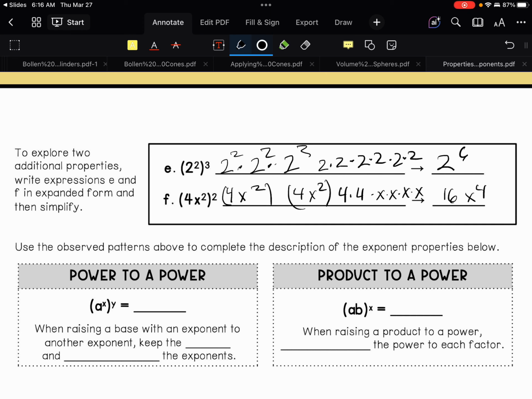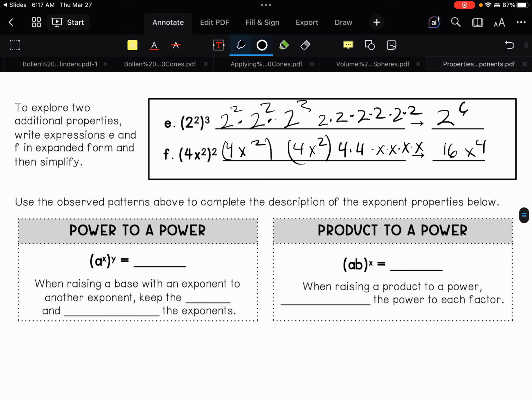So again, writing it out, we can sum them up a little bit in these two things here. So power to a power, so a to the x, all to the y power, would be a to the power of x times y. And then here, again, we're going to keep that base. But here, we multiplied the exponents.